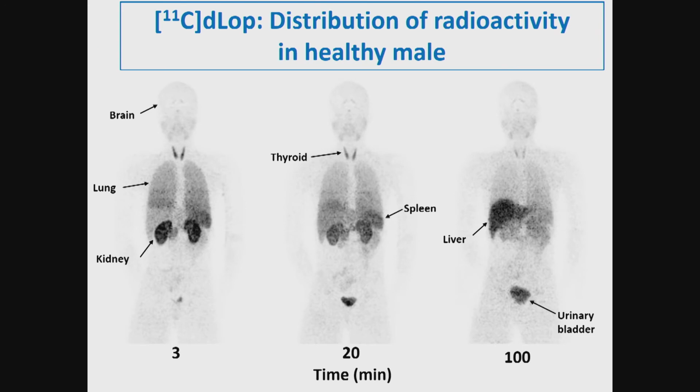Here's the distribution of C11D-LOP in a healthy male. It looks at various times, looking at the radioactivity, at 3 minutes, 20 minutes, and 100 minutes. You can see there's high uptake initially in the kidneys, the lungs, and the thyroid. The reason is that they have a high blood volume, a high amount of blood in each of those organs. So you see initially the blood distribution with the drug in the blood. At later time points, you can see metabolites or potentially binding to PGP sites there.